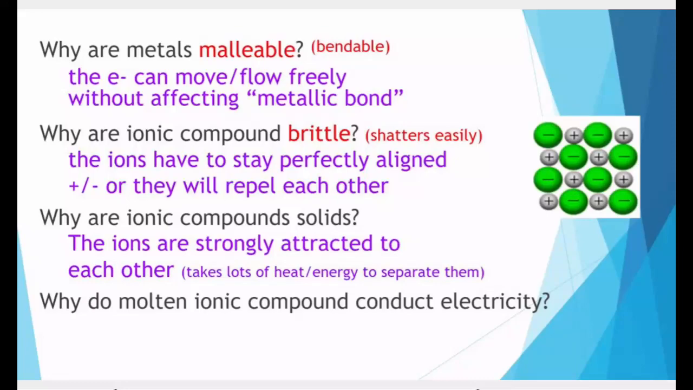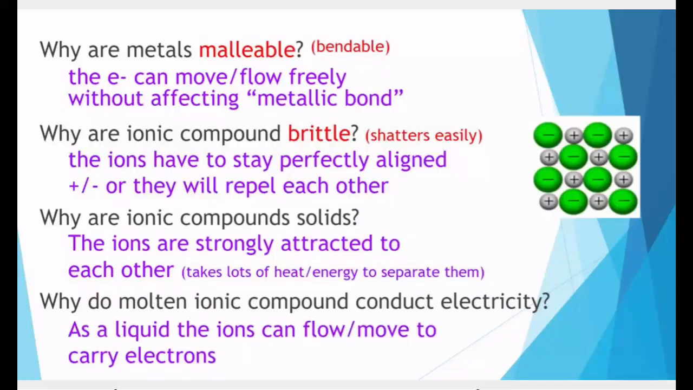We've kind of already talked about these next two. Why are ionic compounds solid? Well, that's about their bond strength. Because they're such strong bonds, they're held together by more energy, so it takes a lot of energy to separate them. Why do molten ionic compounds conduct electricity? Well, when those ionic compounds are liquid, the atoms and molecules can flow and move, which means that they can carry electrons, have those electrons flowing, which is all we need for electricity to be conducted.